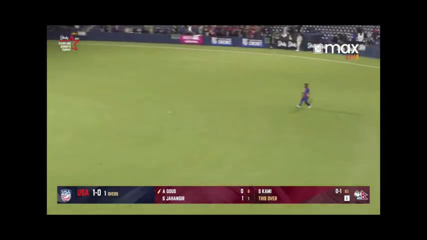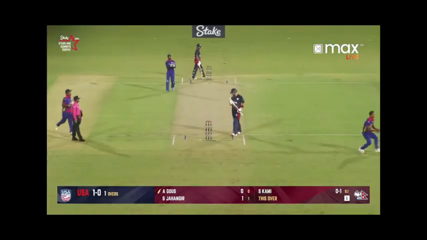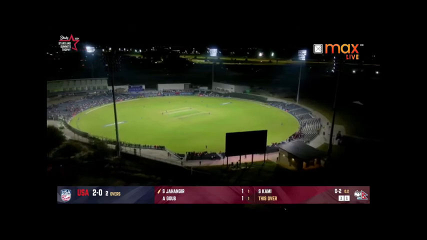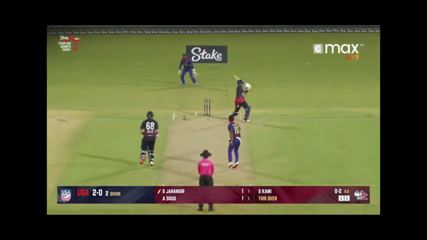Hit away into the leg side. That's a good result for Nepal. Only a single. Dipendra Singh Airee, the fielder. I seem to remember you were a little bit under the weather on that. Fill it up. They're loving every second. 2 off, 2 balls. Our graphics just a tiny bit incorrect.